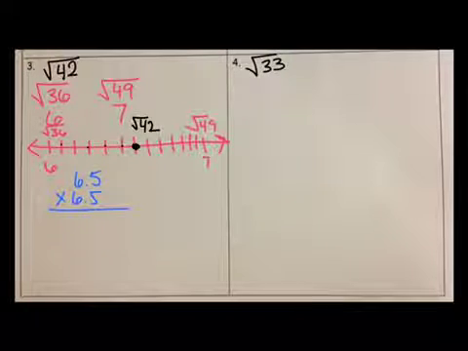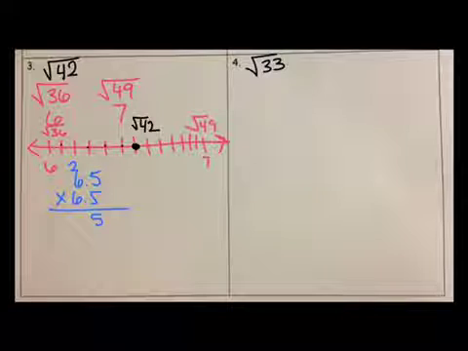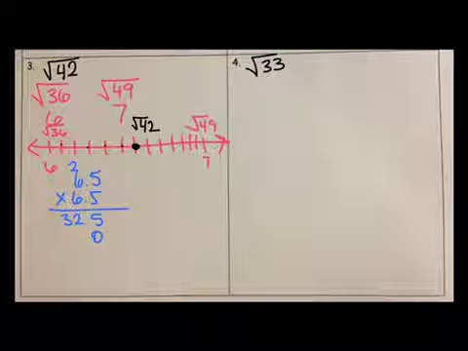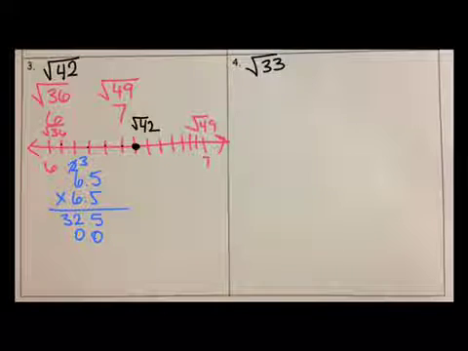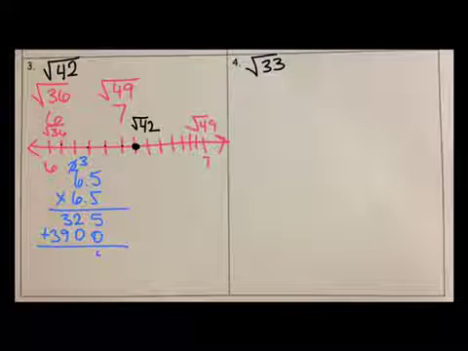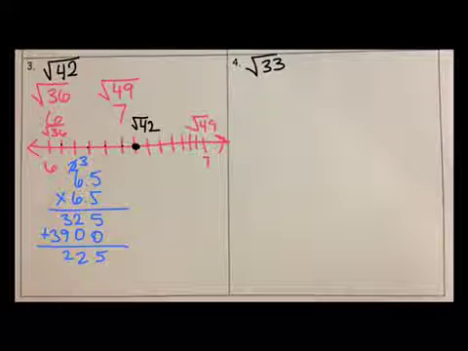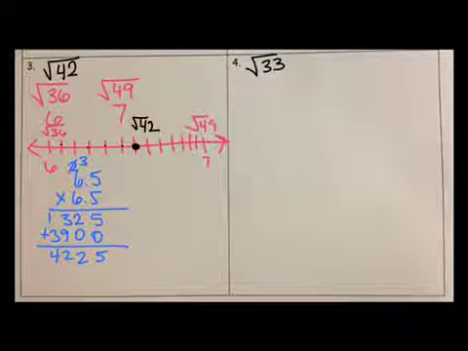So 5 times 5 is 25. 5 times 6 is 30, plus 2 is 32. 6 times 5 is 30. 6 times 6 is 36, plus 3 is 39. So I'm going to add these. I get 5, 2, 12. I get 42 and 25 hundredths for my answer.